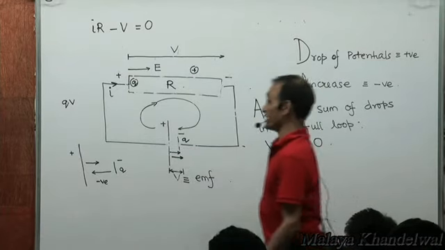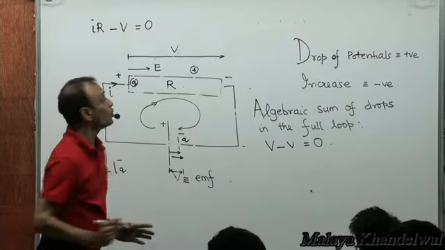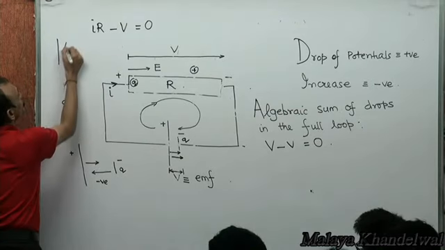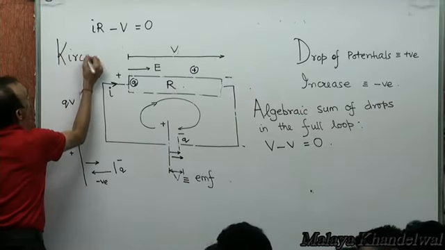This essentially, the algebraic sum of drops in a closed loop being 0, is called Kirchhoff's voltage law.